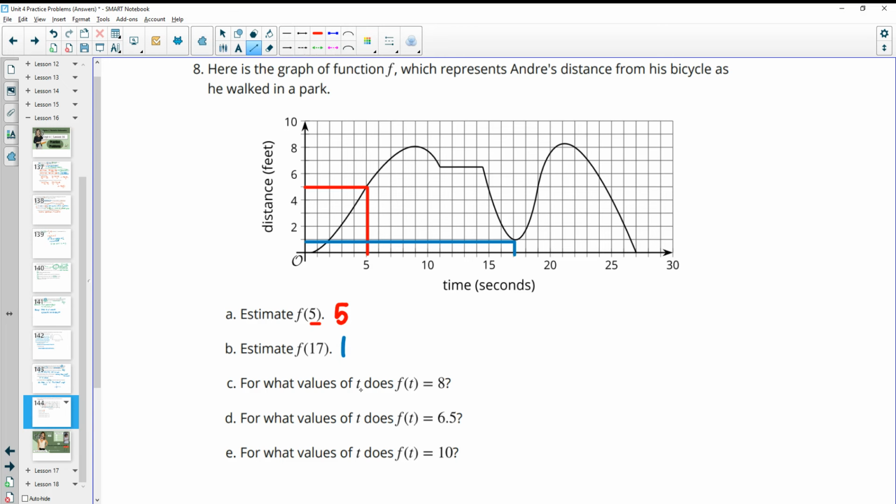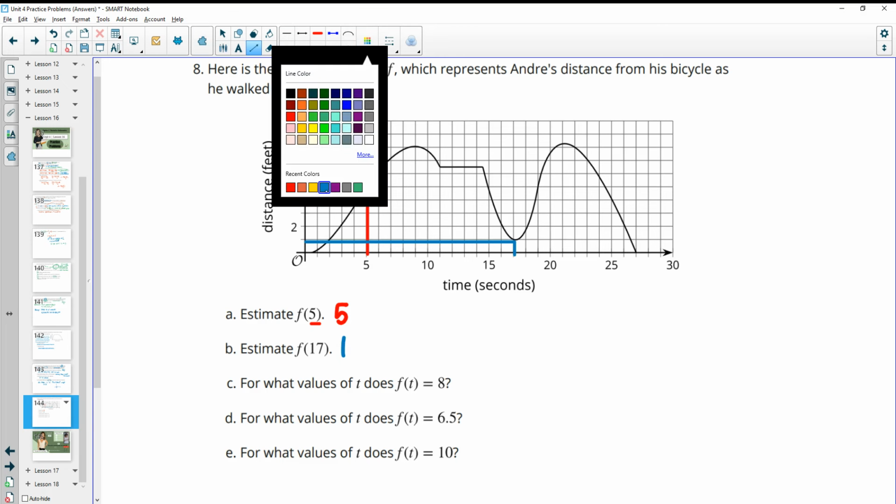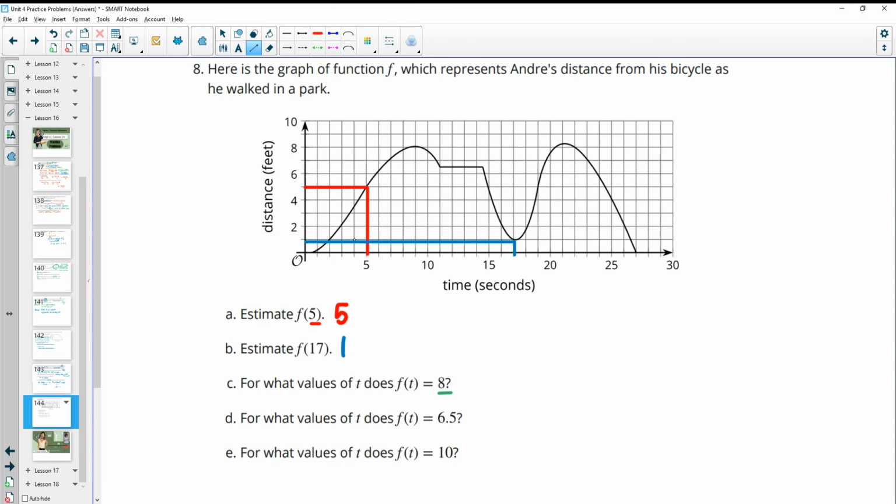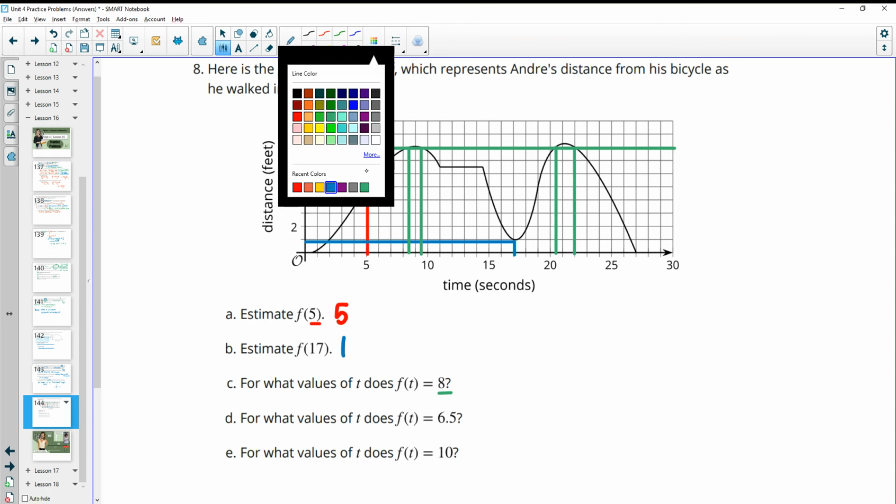Then for what values does f of t equal 8? So now our output is 8. So we want to go to the output, kind of draw that line across and see where it crosses the graph and find all of those x values. So we see it crossing here, here, here, and here. So it's got 4 different values where he's 8 feet away.